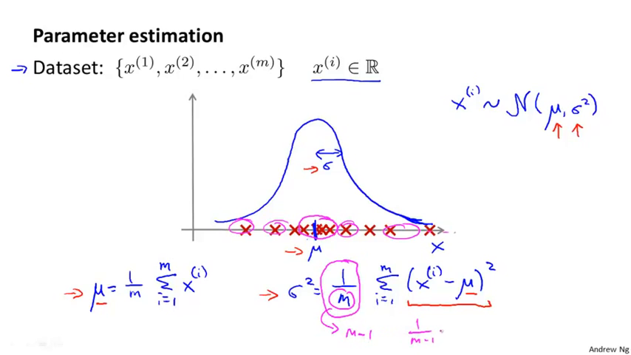So just in case you've seen this other version before, either version works just about equally well, but in machine learning, most people tend to use 1 over m in this formula. The two versions have slightly different theoretical and mathematical properties, but in practice it really makes very little difference, if any.